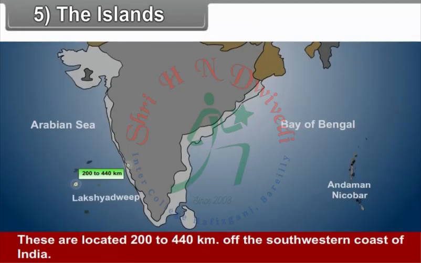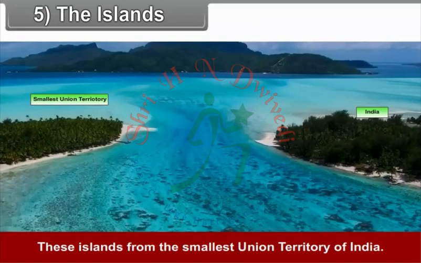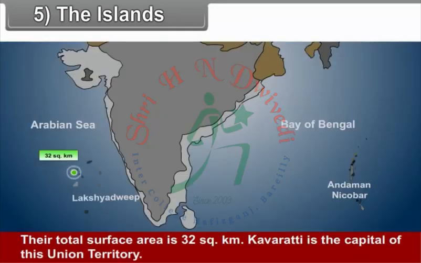These are located 200 to 440 kilometers off the southwestern coast of India. These islands form the smallest union territory of India. Their total surface area is 32 square kilometers. Kavaratti is the capital of this union territory.